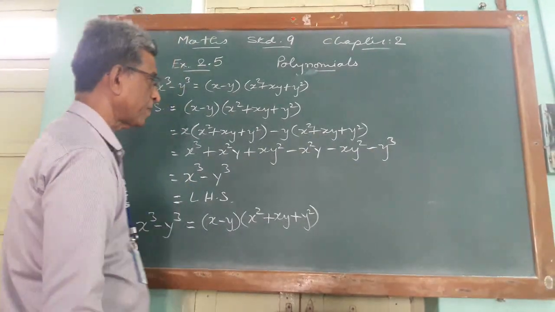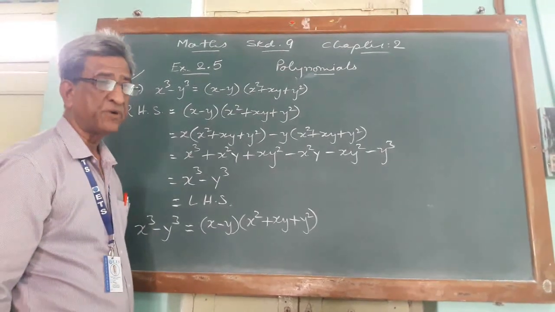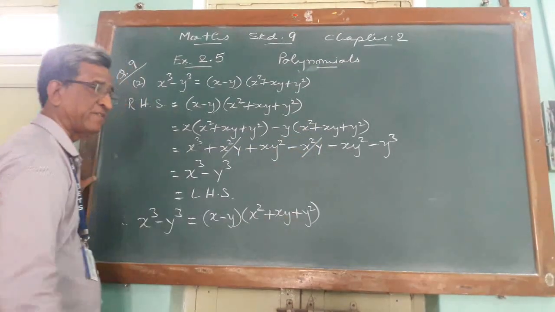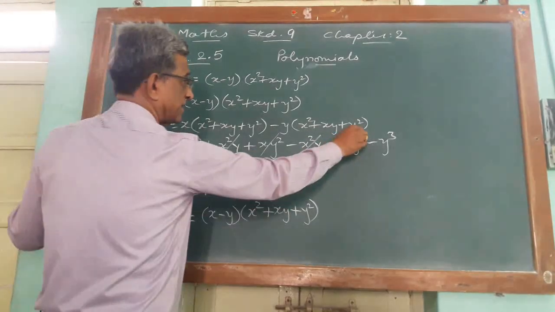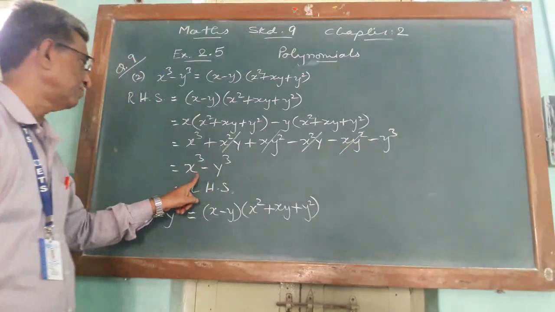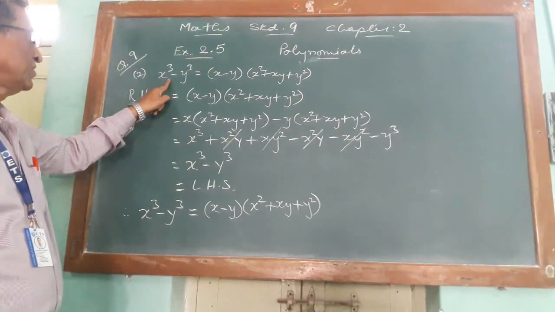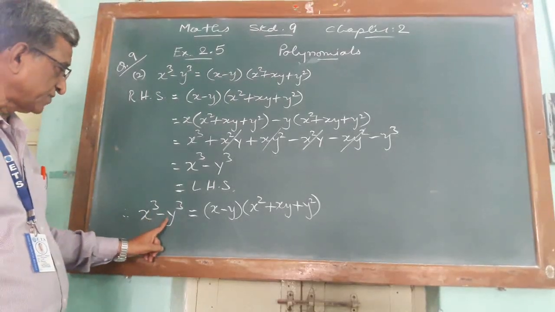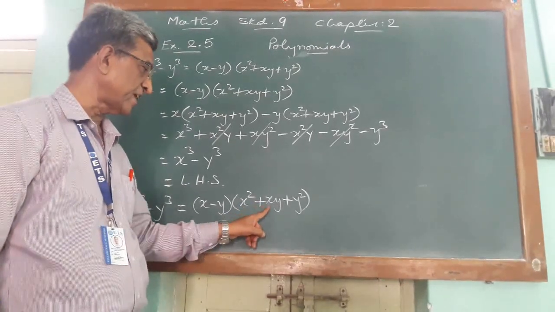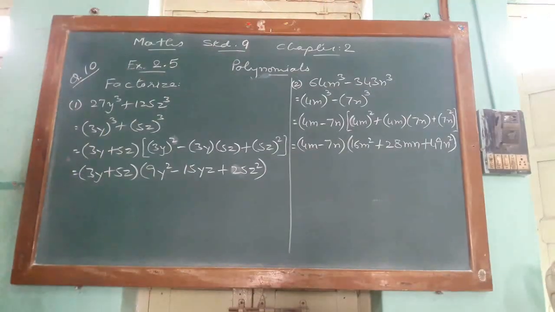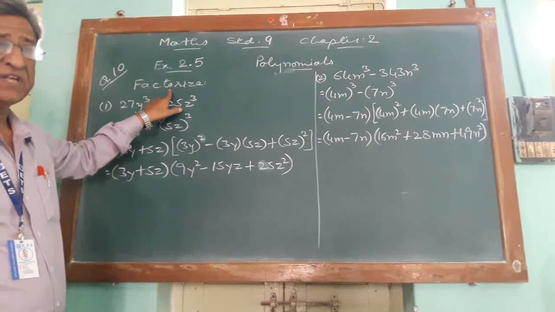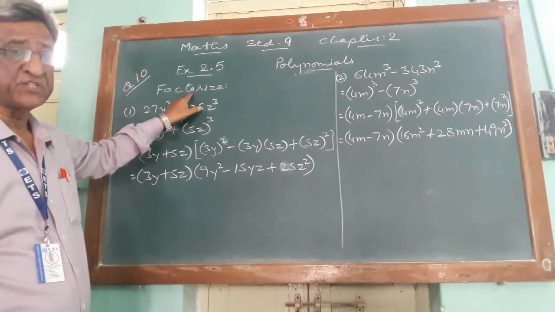Now simplify. Like terms with opposite sign will be cancelled: plus x square y minus x square y, plus xy square minus xy square. What is left? X cube minus y cube. So that is equal to LHS. So you can say that x cube minus y cube equals x minus y into another bracket x square plus xy plus y square. Answer. Question 10. Factorize. Now here you will use the same formula which we have proved in question 9.